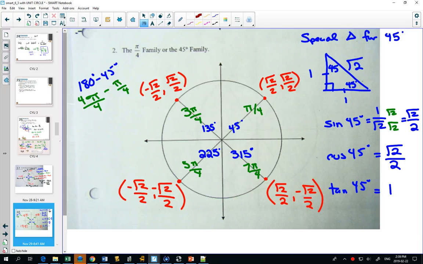So we can label our coordinates just by where they are. We'll know which one's positive and which one's negative by what quadrant they're in. But the CAST rule also makes sense for each of the points.